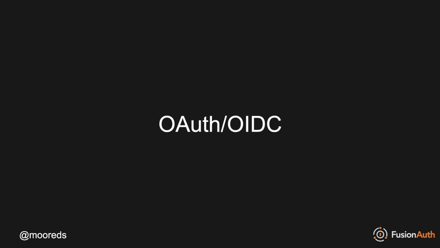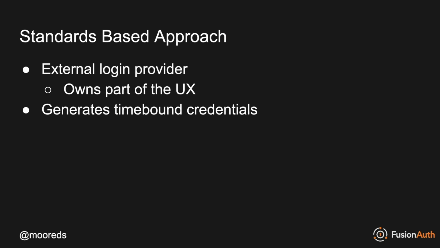So OAuth and OIDC, which are often used together, are another option. So we have native login, where you're coding directly against your application. Then we have native hybrid, where you are using an identity store, but you're still using your user interface to directly interact with that user identity store via API. OAuth and OIDC is a different paradigm. So this is more of a standards-based approach. And here we have kind of an external login provider, and that owns part of the user experience. And we'll see what that looks like in a little bit.